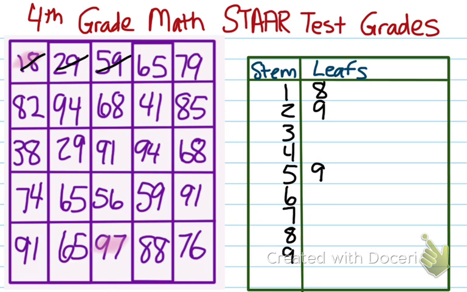The next one is 65. So my stem is 6, my leaf would be 5. Then 79, my stem would have to be 7 and my leaf would be 9. Now go ahead and pause the video and continue adding this data on your own.